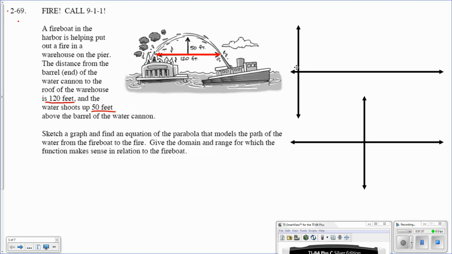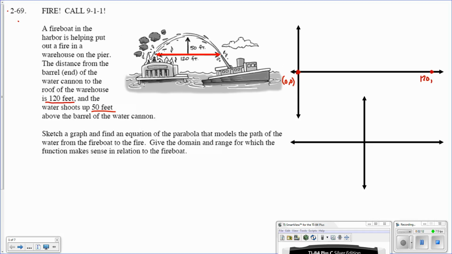I'm going to show you a couple of different ways just to show you that you can end up with different answers too. If I thought about it here, I'm going to pretend my water boat's on this side here, and it's shooting the water out at the fire that's on this side. So I'm going to go ahead here and put a point down first. I need a starting point, so I'm going to say mine is going to be the point 0, 0. So then it's going to shoot out this way. It's going to go 50 feet in the air, and then it's going to end up coming down over here, which is 120 feet away.